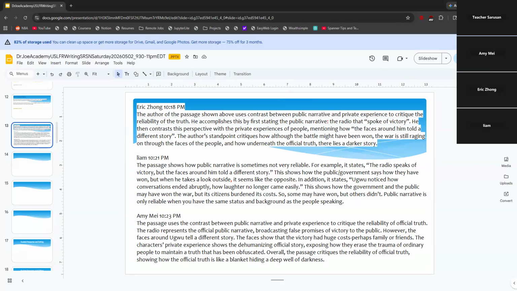The passage uses the contrast between public narrative and private experience to critique the reliability of official truth. The radio represents the official public narrative, broadcasting false promises of victory to the public. However, the faces around Liu Gu tell a different story. The faces show that the victory had huge costs, perhaps family or friends. The character's private experience shows the dehumanizing official story, exposing how they erase the trauma of ordinary people to maintain a truth that has been obfuscated. Overall, the passage critiques the reliability of official truth, showing how the official truth is like a blanket hiding a deep well of darkness.